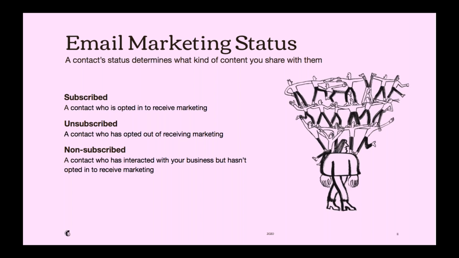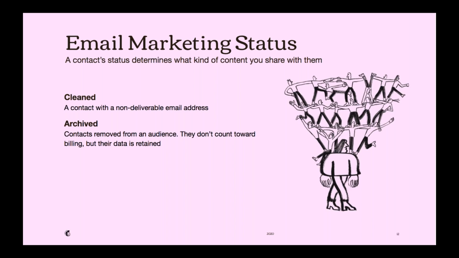For example, they may have purchased something from your store, but they didn't sign up for your newsletter. Bounces can be the result of a full email inbox or wrong email address. Email addresses that have hard bounced or repeatedly soft bounced are considered cleaned within Mailchimp. And the last type here, archive contacts, are ones removed from your audience.